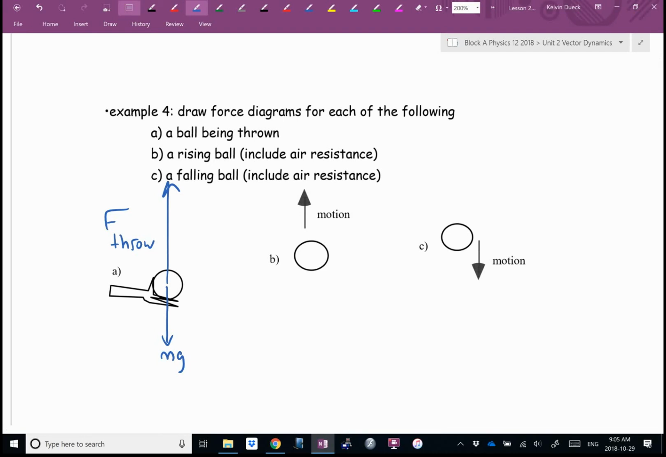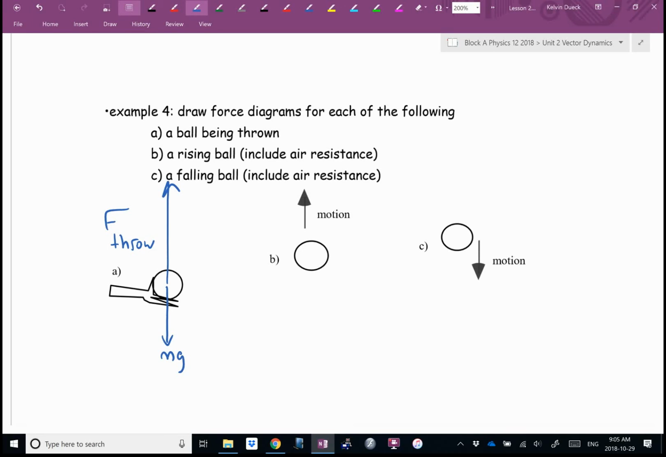Mr. Dueck, what, Colby? Wouldn't there be air resistance while it's in your hand? There would be. I'm ignoring it. Let's pretend that somehow I'm covering the ball so that there's no air resistance and I'm going to let it go. I don't want to get into that complicated situation, but you're correct.